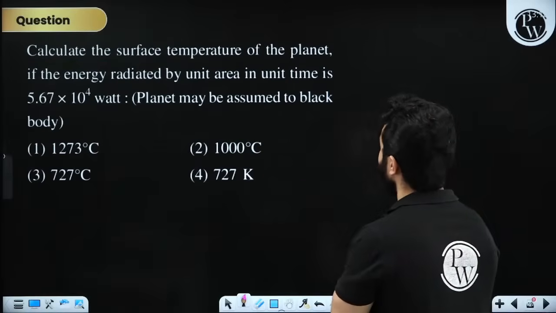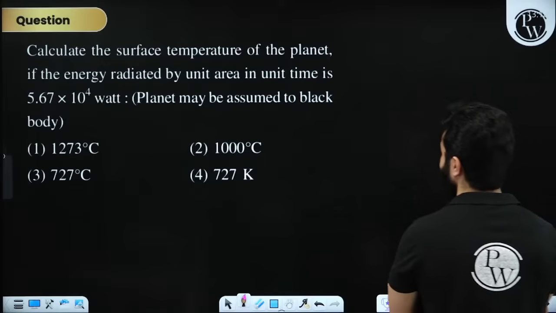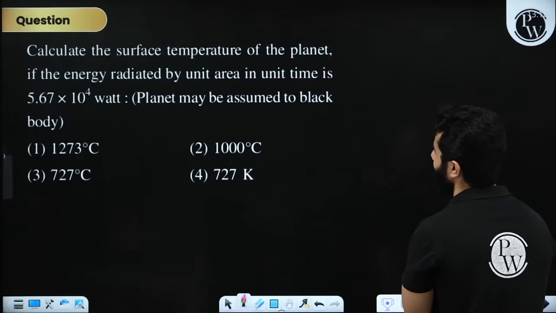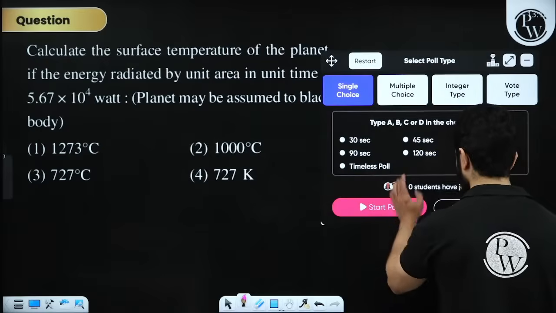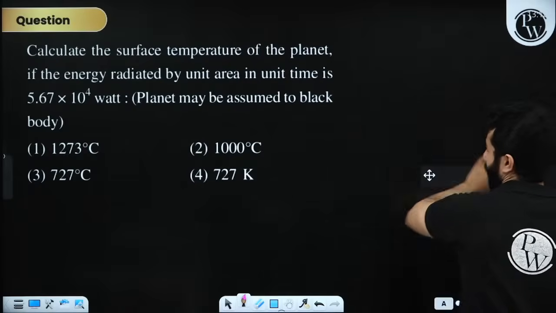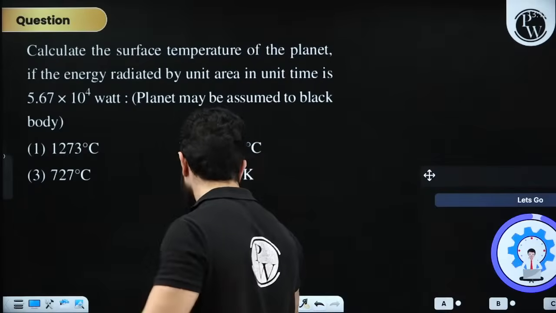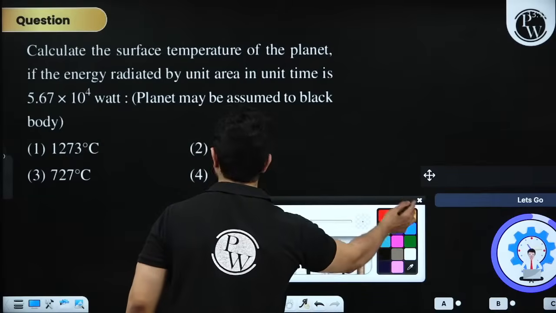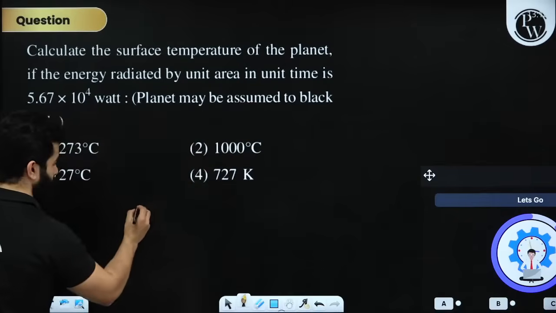Calculate the surface temperature of the planet if the energy radiated by unit area in unit time is this. Let's start, 60 seconds. You have to use Stefan's law in this. Let me write down Stefan's law for you. They are saying that the planet may be assumed as a black body.